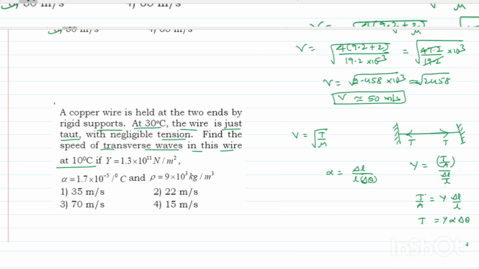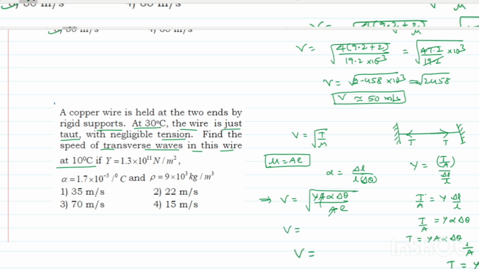Then the tension force T equals Y into A into alpha into delta theta. Instead of T, you substitute Y into A into alpha into delta theta, divided by the linear mass density, which in terms of the area is A into rho. Here A gets cancelled, then v equals root over Y into alpha into delta theta by rho.